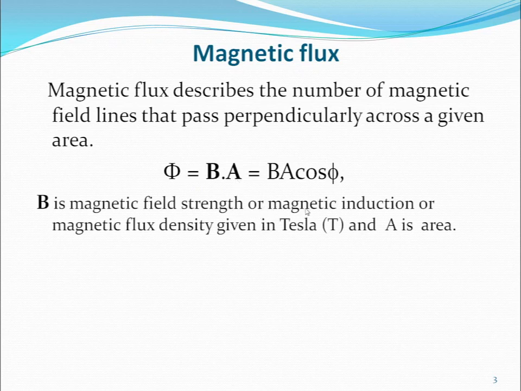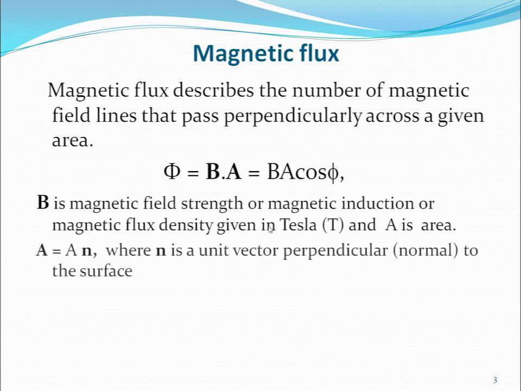So B is the magnetic field strength. The other name for B is magnetic induction or magnetic flux density. Its SI unit is Tesla, and A in this expression represents the area.